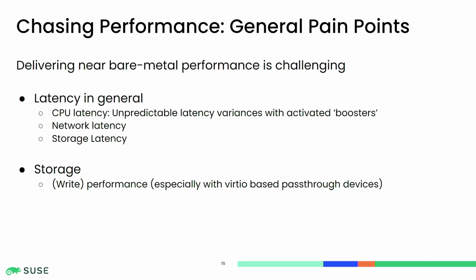Let me explain the sentence: unpredictable latency variances with activated boosters. What I mean with boosters here is everything that changes the behavior of a CPU on CPU level, like C-states. If a CPU idles, it changes the C-state, and there's a time gap between changing these states. Just an example. And when running in a virtual machine, we've seen that there were unpredictable latency variances when things like these were activated. Some make absolute sense, by the way, but however, turning the CPU just on is a good way to start when you want near bare metal latency here. Network latency, storage latency, I will get into that soon.